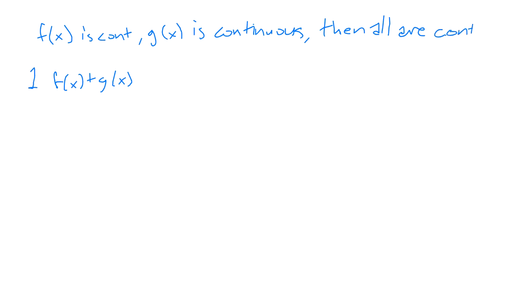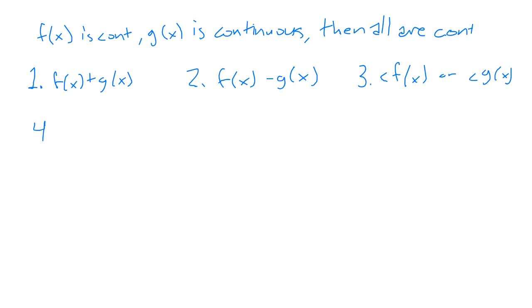f of x plus g of x is fine. f of x minus g of x is also fine. We can also say that if we have some constant c and multiply it times either one, that's also fine. We can multiply them together. Once again, it's continuous.